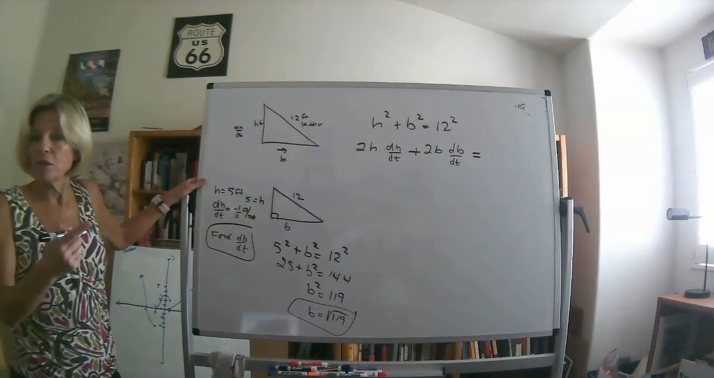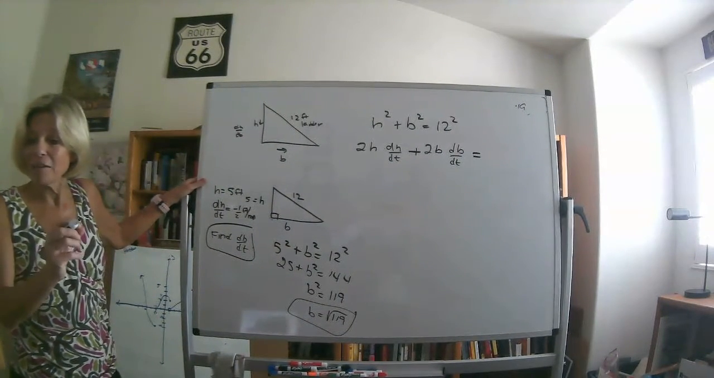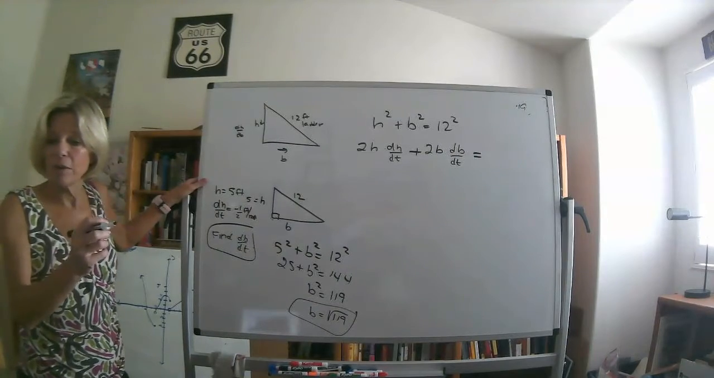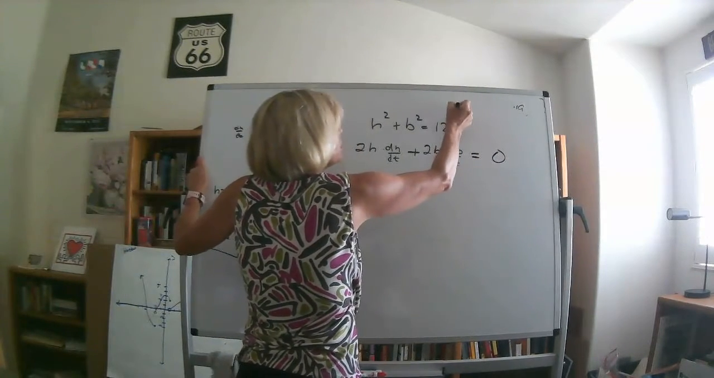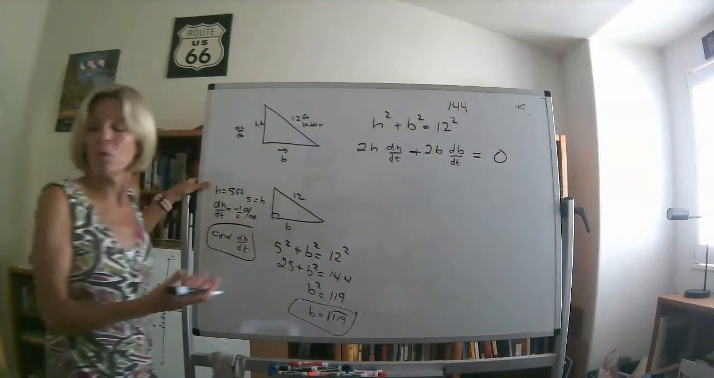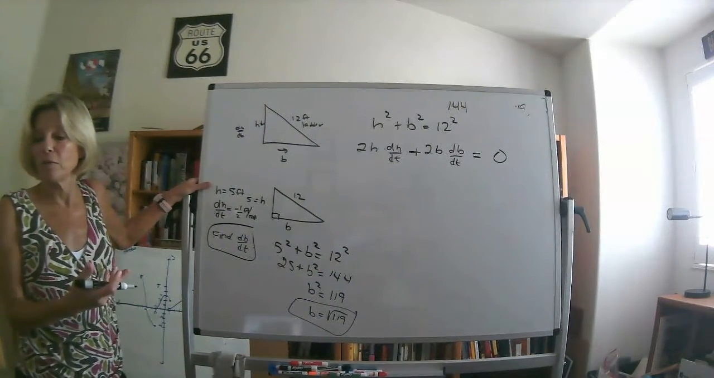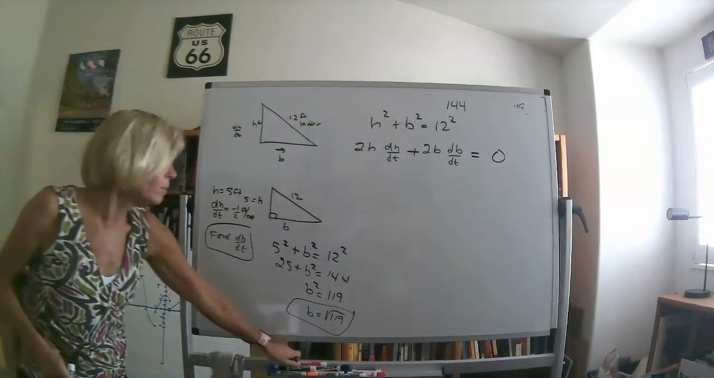So I can think of this two ways. The length of the ladder stays the same. The derivative of a constant is 0. Or if I multiply that out, I would just get 144. The derivative of 144 is 0.